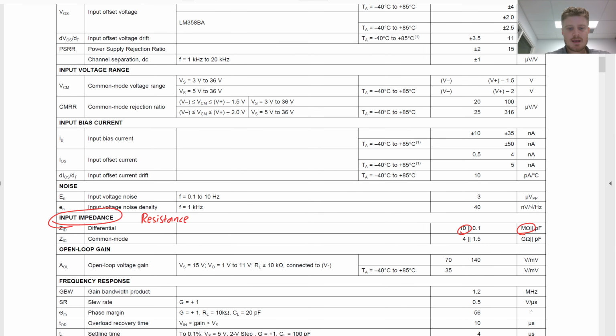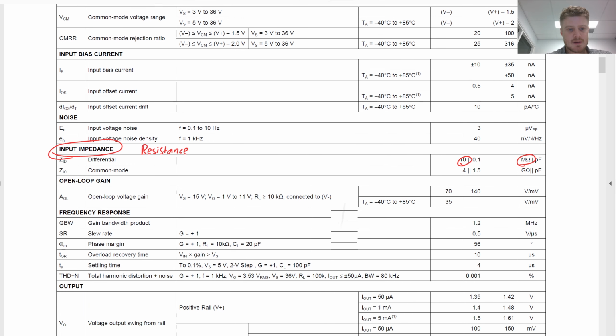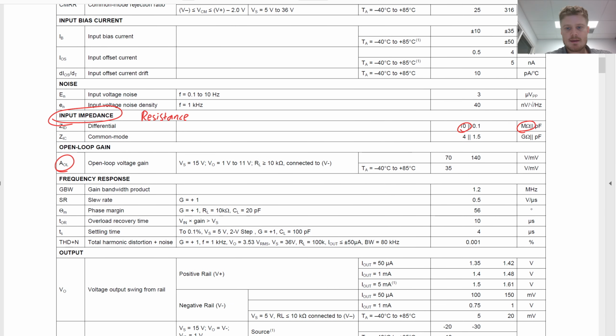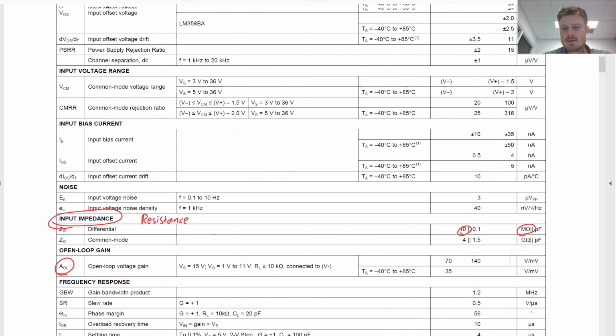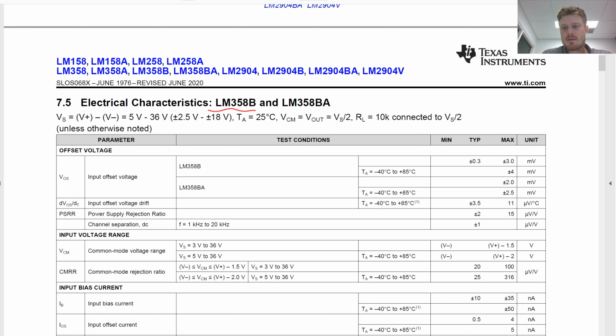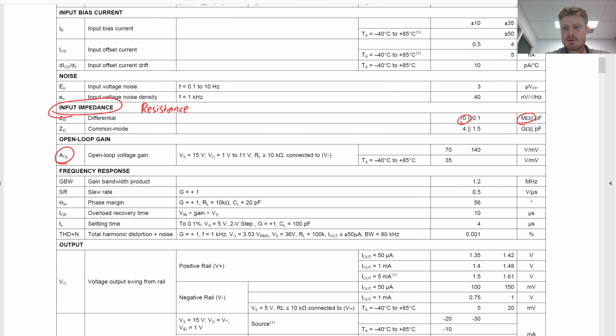All right. I can also identify the open loop gain. By the way, in these columns, they have minimum, typical, and maximum. So I'm just going to look at the values in the typical column. So the typical open loop gain is 140 volts per millivolt. What they mean by that is if there was 1 millivolt of difference, then there would be 140 volts generated by the source.